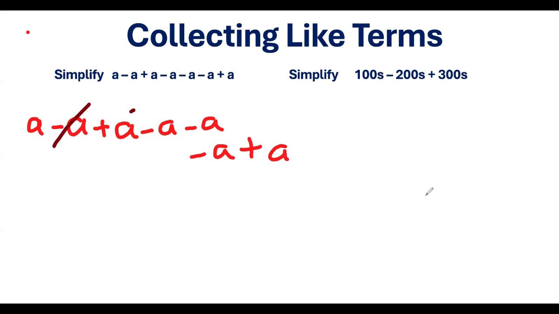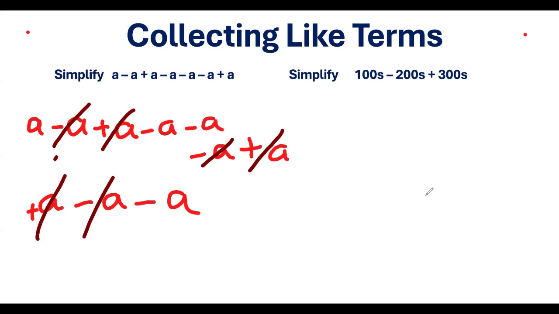Minus A and plus A, you can cancel. Minus A and plus A, cancel them. It means you got 0. How many A's are remaining? It's A, minus A, and minus A. Again, plus A and minus A can be cancelled. What is remaining? Minus A is remaining, so this is the answer for this question.